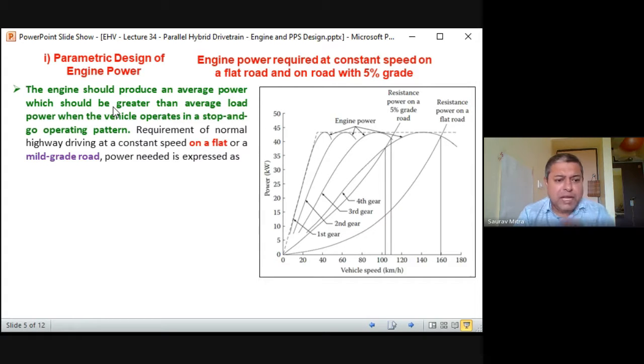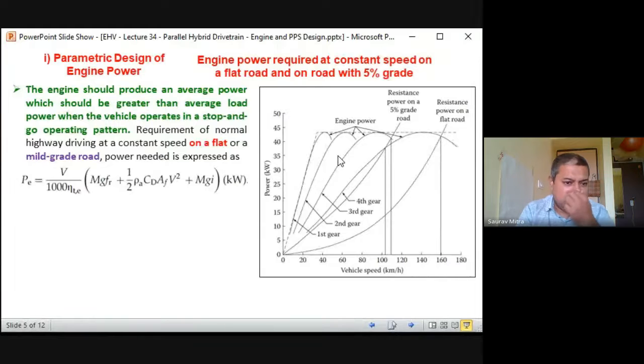For normal highway driving at a constant speed on a flat road or a mildly graded road, the power needed is expressed by the equation given here. Whatever this equation is, if we are doing some kind of simulation at different gears, first gear, second gear, third gear, fourth gear, these are the kinds of graphs we will be generating.